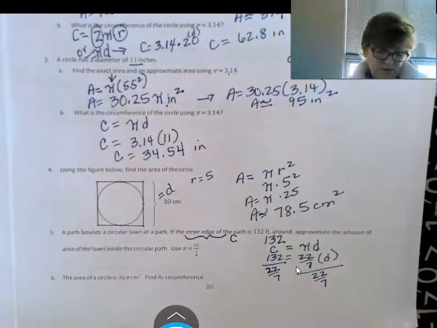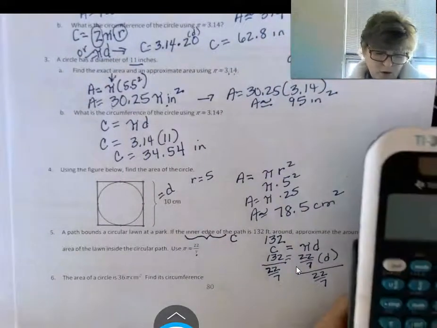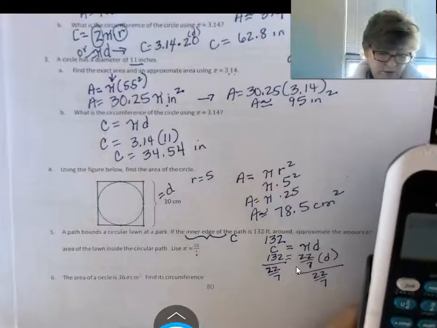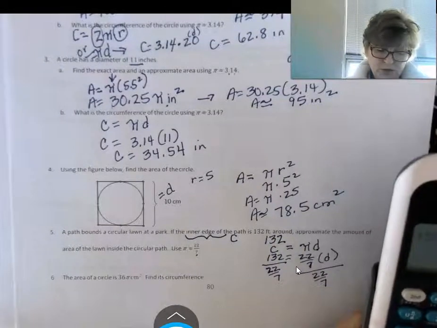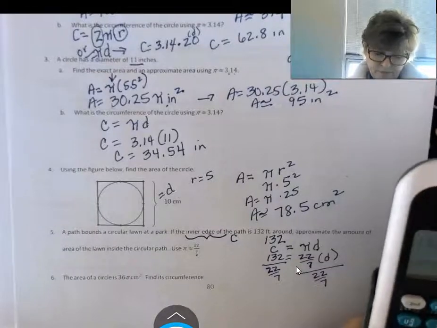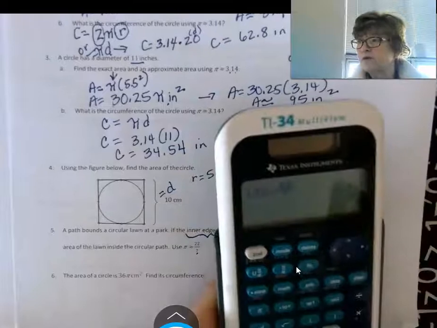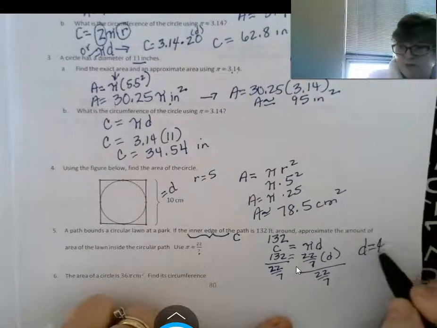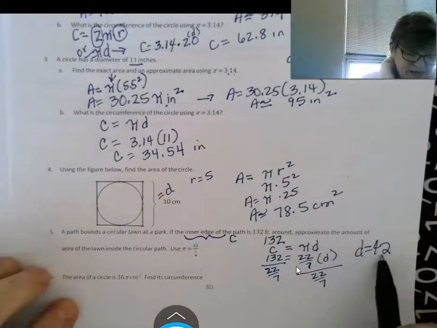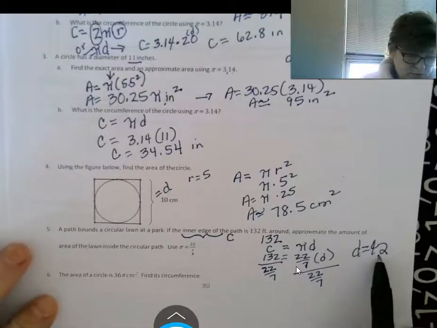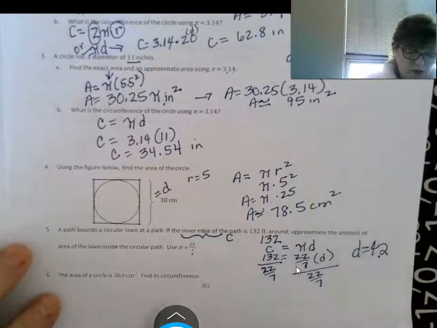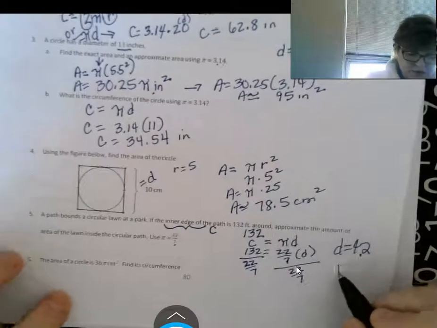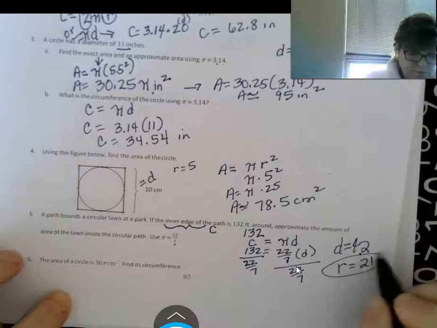So instead of multiplication, we're going to divide both sides by 22/7. That's a complex fraction. So let's do that. 132 divided by 22/7, enter, is 42. So D is equal to 42. If D is equal to 42, we want to know the approximate area. If D is equal to 42, then the radius is equal to 21.